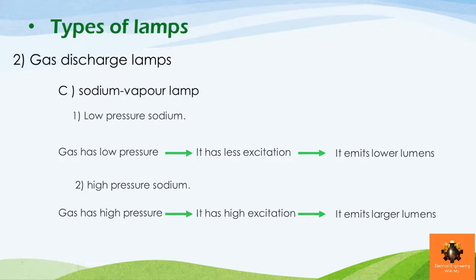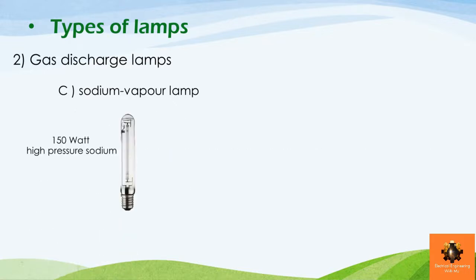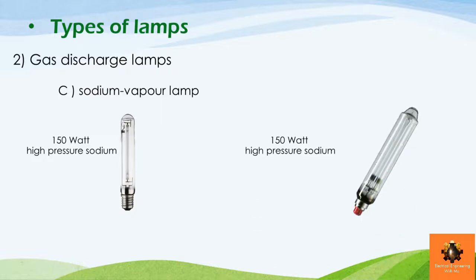For example, if we have two sodium lamps, one is a high pressure sodium and the other one is a low pressure sodium, and if the input power of the two lamps is the same at 150 watts, in that case we find that the high pressure sodium lamp produces an output of 28,050 lumens, while the low pressure sodium produces only 22,000 lumens.